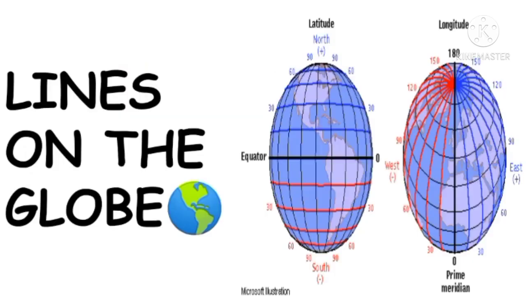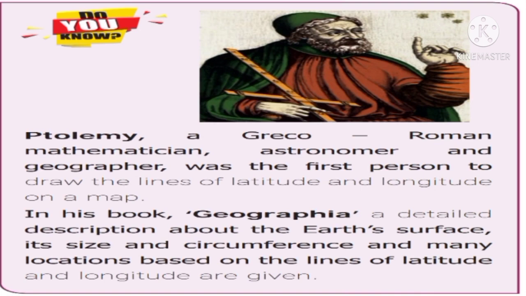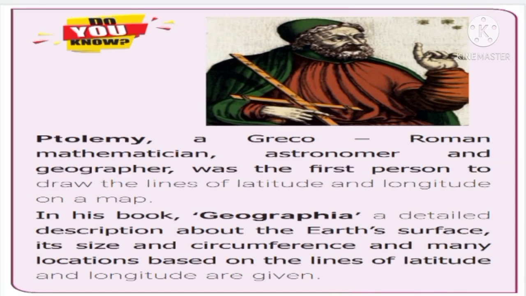Lines of the globe. First, let's see about Ptolemy. Students, do you know who is Ptolemy? Ptolemy is a Greco-Roman mathematician, astronomer and geographer. He was the first person to draw the lines of latitude and longitude on a map. In his book Geographia, detailed descriptions about the Earth's surface, its size and circumference, and many locations based on the lines of latitude and longitude are given.